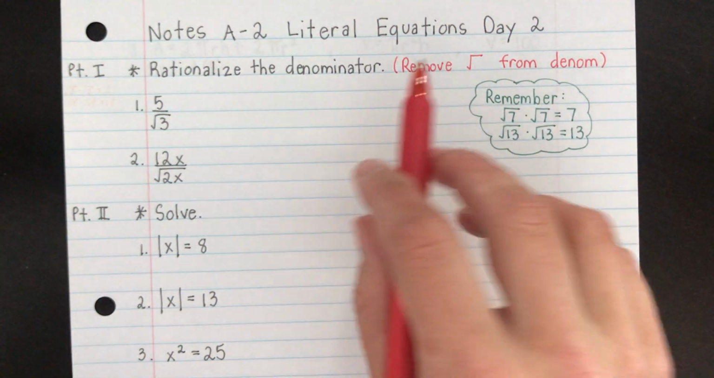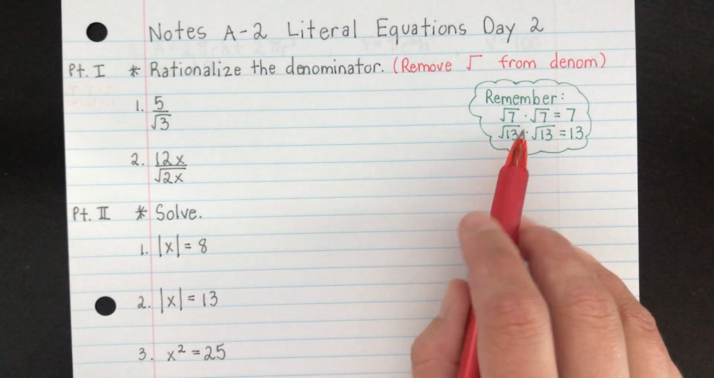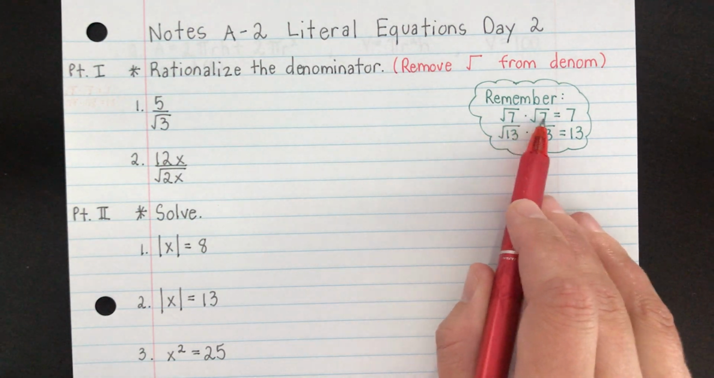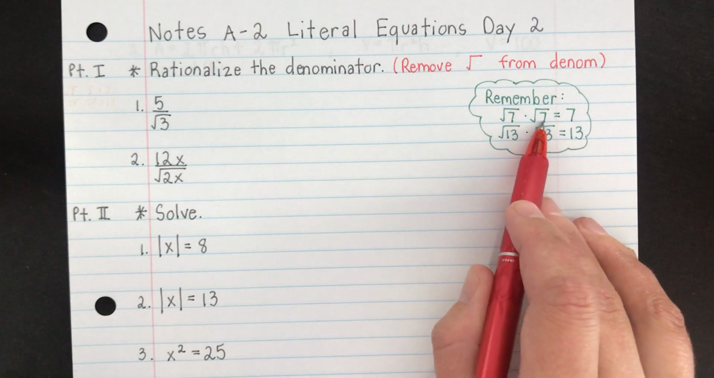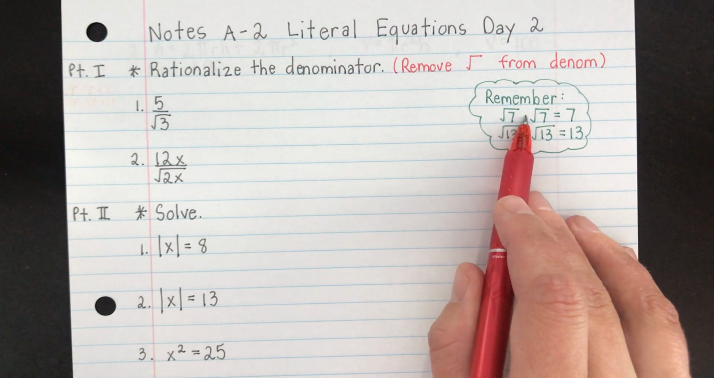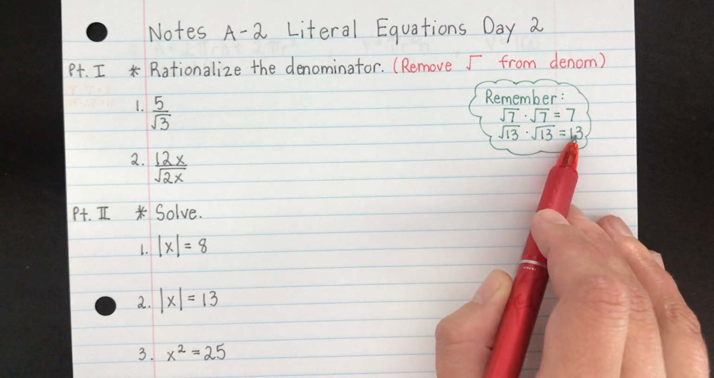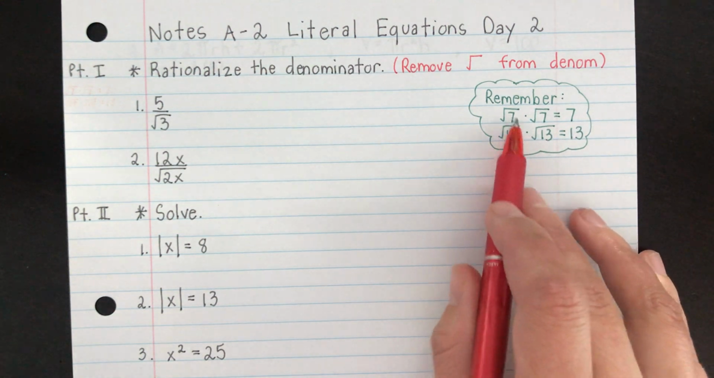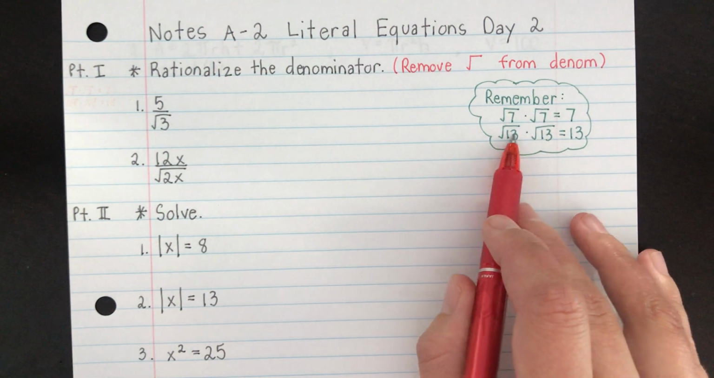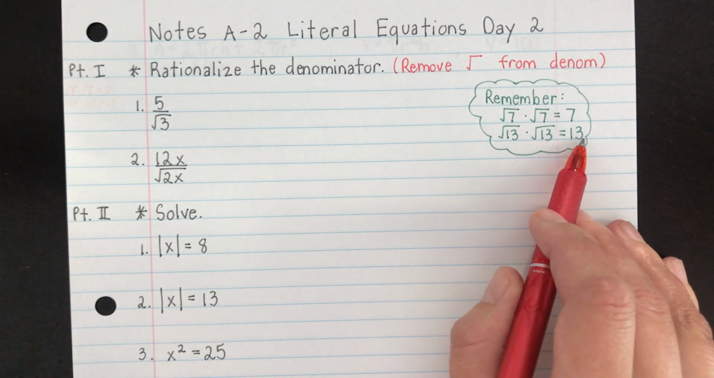Before we start rationalizing the denominator, I have another quick reminder that if you take a square root and multiply it by itself, it will just equal whatever's under the radical. So for example, square root of 7 times square root of 7 would just equal 7. Square root of 13 times square root of 13 would just equal 13. Likewise, you could take any number. I know that these are both prime numbers here, but you could take square root of 20 times square root of 20 and it would equal just 20.